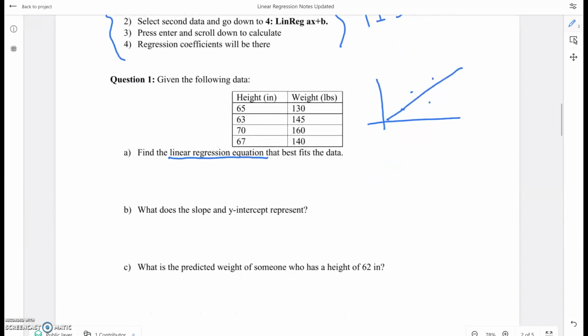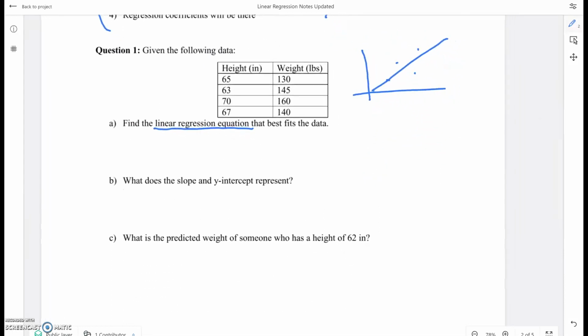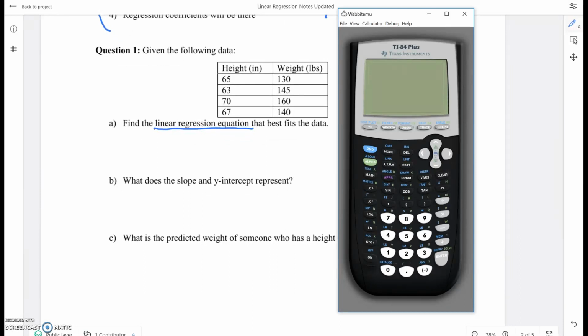And for those that have the graphing calculator, I will do it here with you. The first thing you want to do with the graphing calculator is turn it on. I will go into my stat button. So click on stat. Then I'm going to click on the edit button because I have to put in my data. The first one is 65, then I have 63, 70, and 67. Okay, so that's my first list. And then all of these correspond with 130, 145, 160, and then 140. So this is what I have. Now I have my data here, my height and my weight.